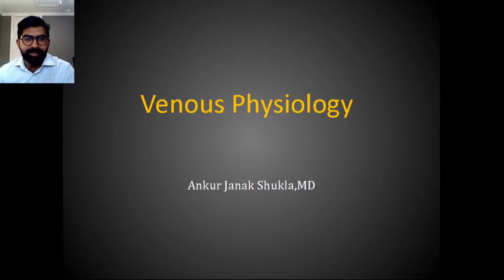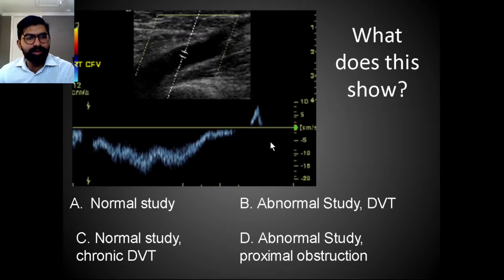So as always, guys, what I really enjoy doing is just going through questions, and let's get started. So what does this show? And since we're talking about venous physiology, this is a venous study. And my question to you is, what does this picture show? Is it A, a normal study? Is it B, is it an abnormal study that reveals a DVT? Is it C, it's a normal study which shows a chronic DVT? Or D, it's an abnormal study representing someone with proximal obstruction? So let's just take a second and think about this.